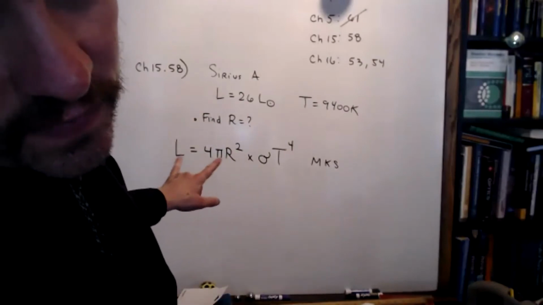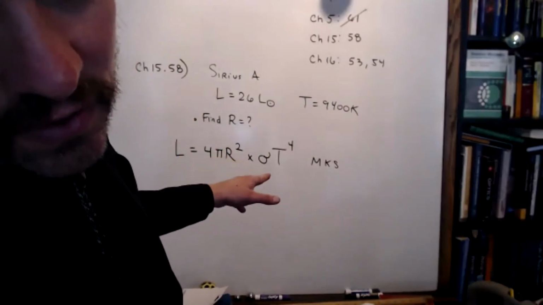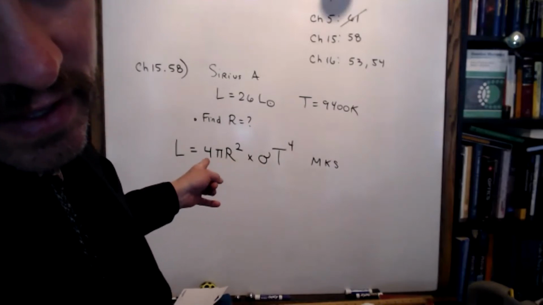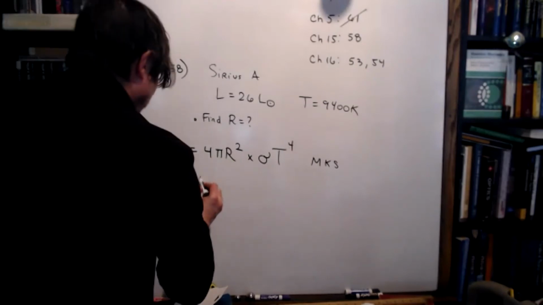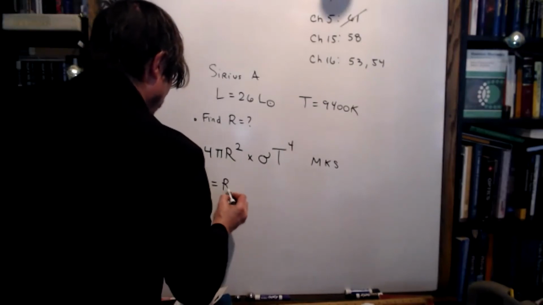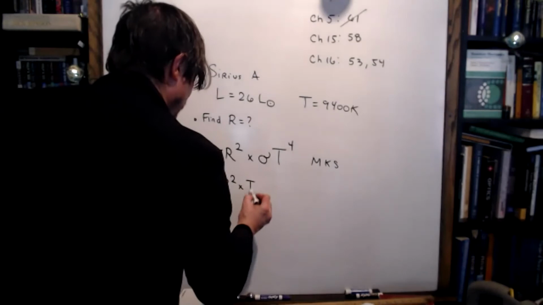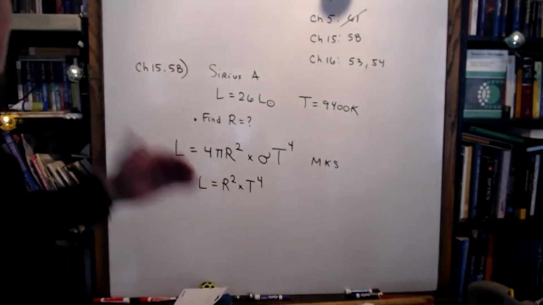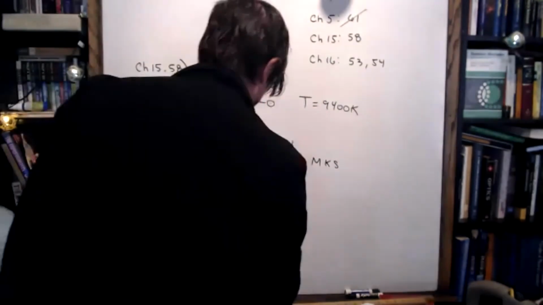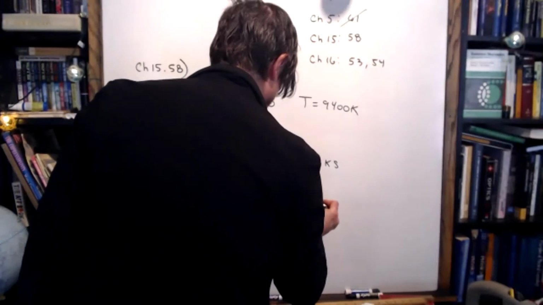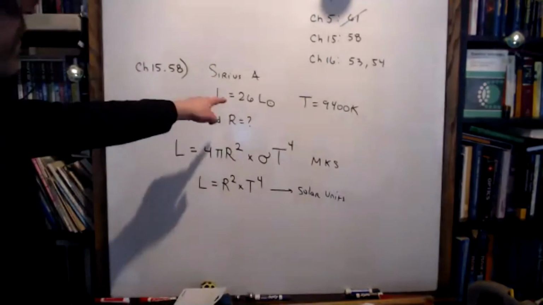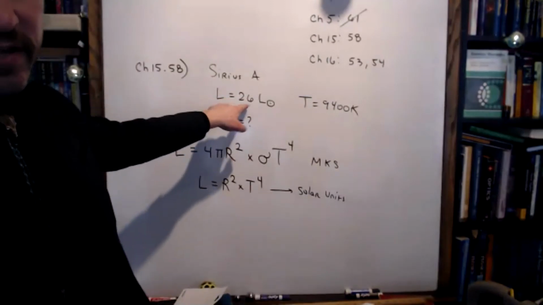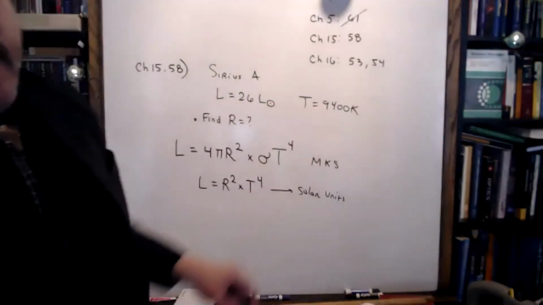But I wonder, Christopher, if we did all of this in solar luminosity units, then it should work out that L equals R squared times T to the fourth. It should work provided we use all solar units. And this is in solar luminosity units, but that is not.